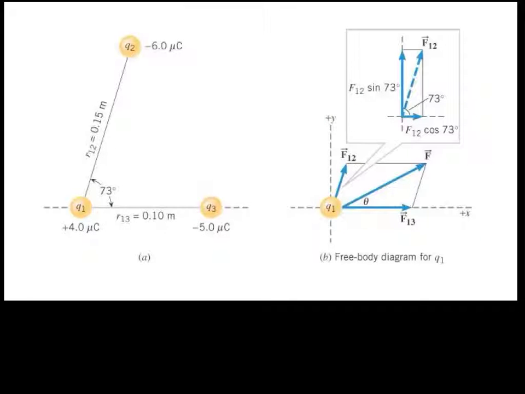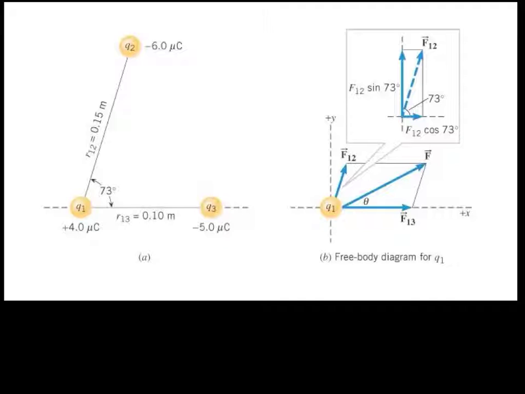And I'm going to leave you with one last problem. This one is going to be a little bit more difficult. So in this problem, you see 3 point charges that lie in the XY plane in a vacuum. What I want you to do is find the net electrostatic force on charge 1. Here's charge 1, a charge of 4 microcoulombs. We're going to find the net force on that charge.